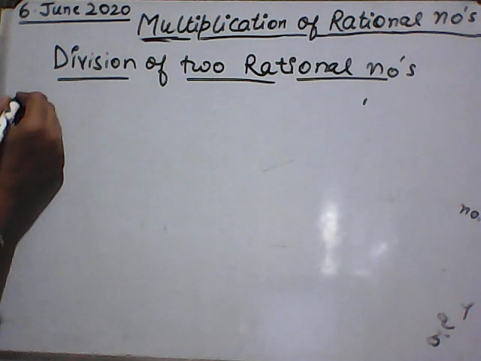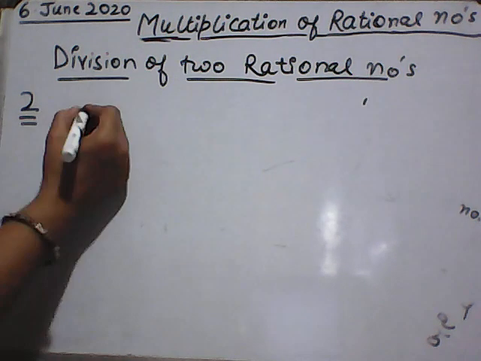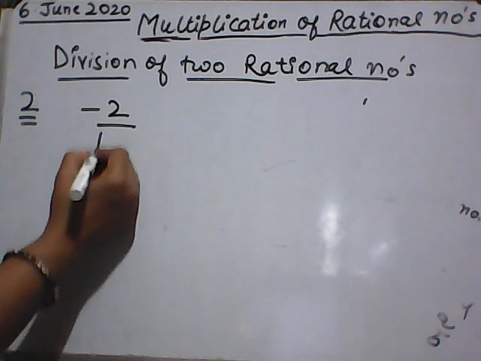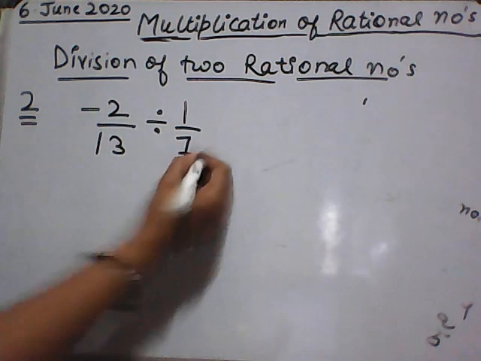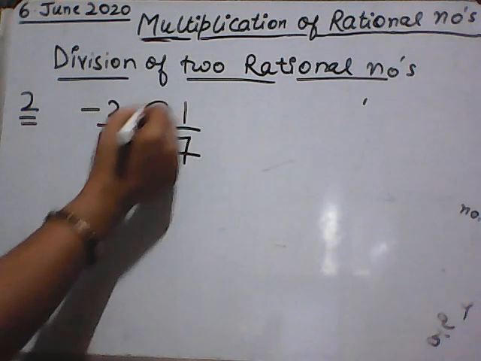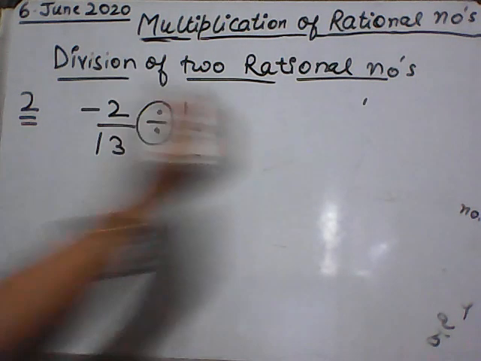Now question number 2 of exercise 9.5 is you have to find the quotient minus 2 by 13 divided by 1 by 7. Here you have to find the division of two rational numbers. How can we find the division of two rational numbers?